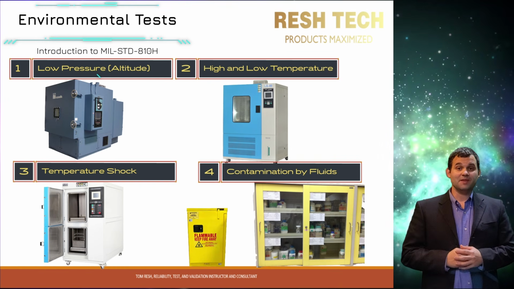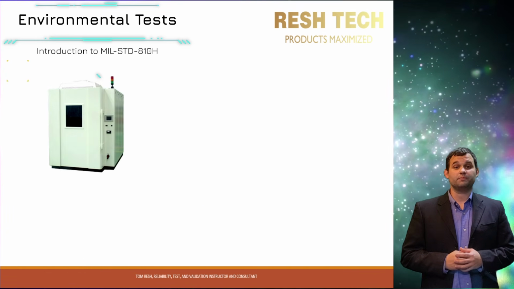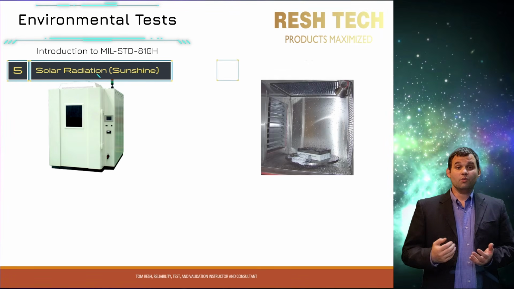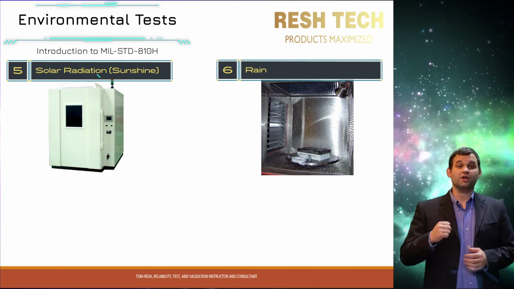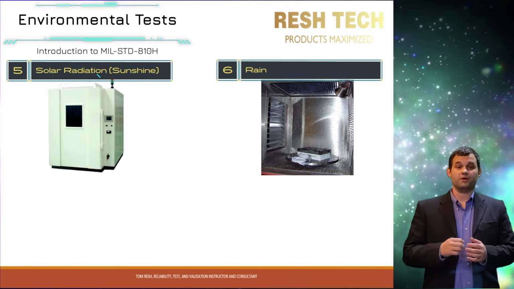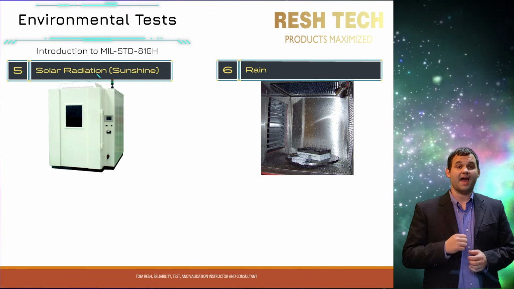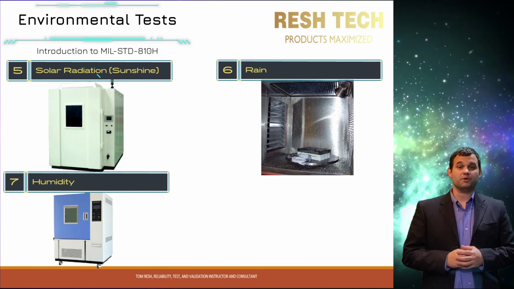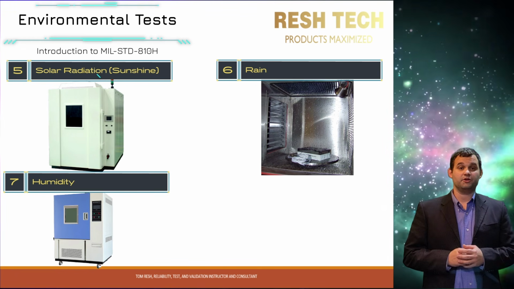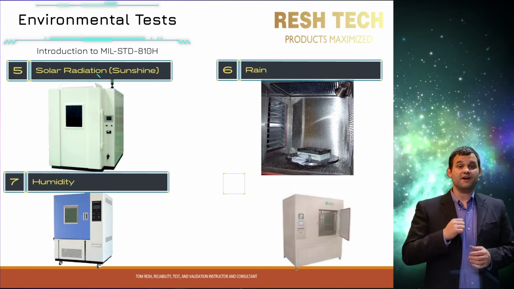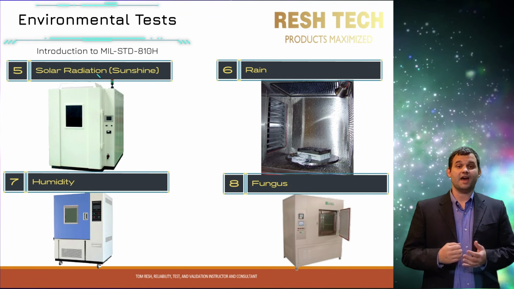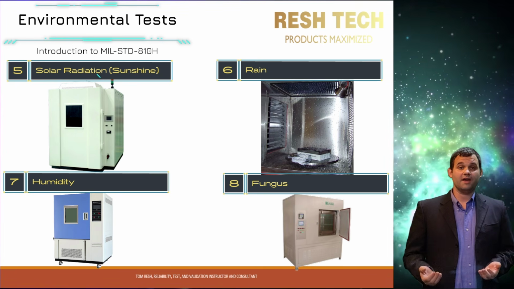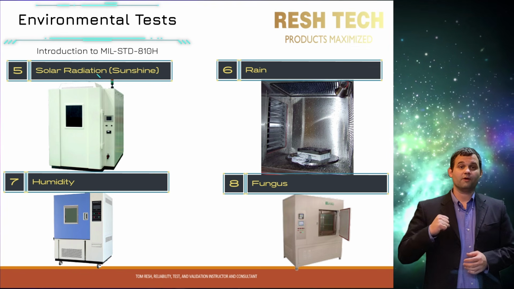Next is solar radiation. This simulates direct constant exposure to sunlight. This is a critical test for all outdoor systems. We then have rain. Again, this is applicable to outdoor systems, but should also be evaluated as part of a shipping and handling test plan. Then we have humidity. This is an exposure to tropical jungle, swampland, and other high humidity environments. Next, we have fungus. Fungus can wreak havoc on electronics and materials, and fungus testing simulates high humidity environments that are a thriving, fertile ground for fungus growth.